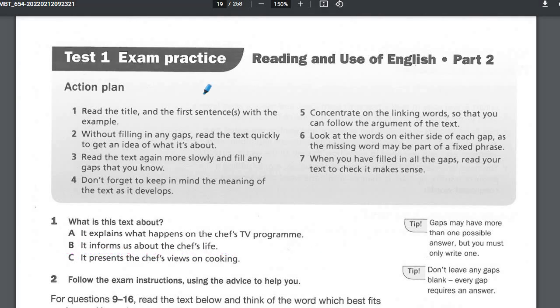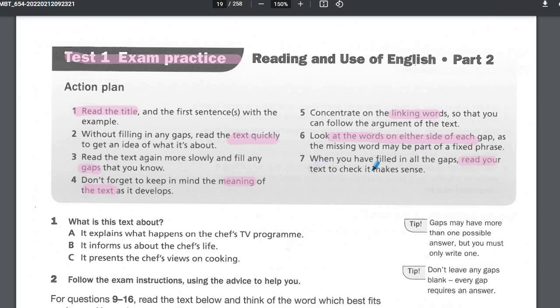Okay, so now we have the actual exercise that you have in the exam. So the procedure: read the title, read the text quickly to get an idea. Then you check the gaps, without forgetting about the meaning of the text, and try to write the correct word. Make sure you look at the words on either side. It is very important, especially the words around the gap.